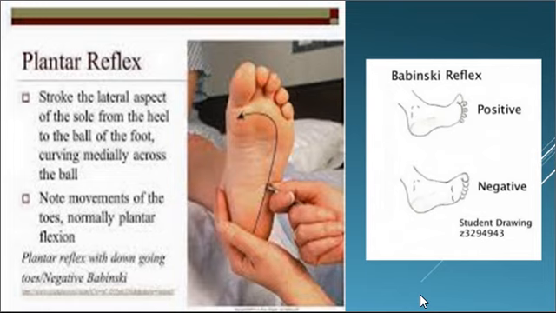You want to see a negative Babinski, plantar reflex with toes down. You want to document a negative Babinski. If you do this and the toes go out, that is a positive Babinski. That is a bad reflex and it's a sign of neurological damage. It's different in infants, but you'll do that when you get to family nursing.